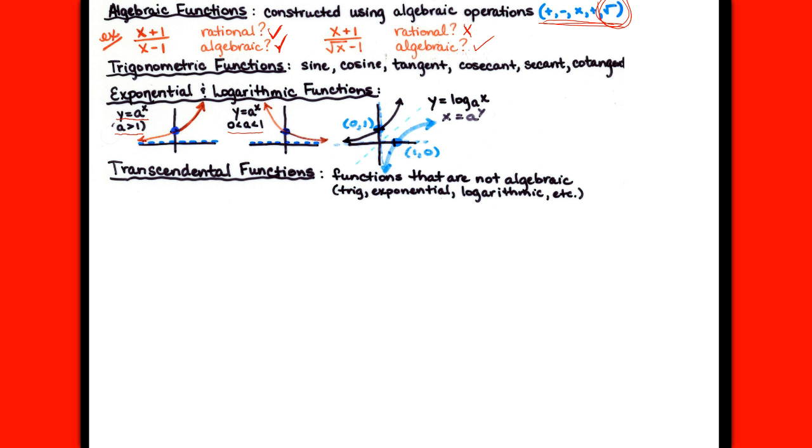Both of those, whether it was an increasing exponential or a decreasing exponential, both of them had a y-intercept at positive 1 and a horizontal asymptote at 0. Those were our landmarks. Those were the two keys that we used to sketch those exponential functions.